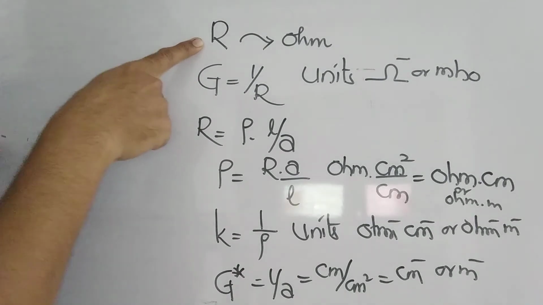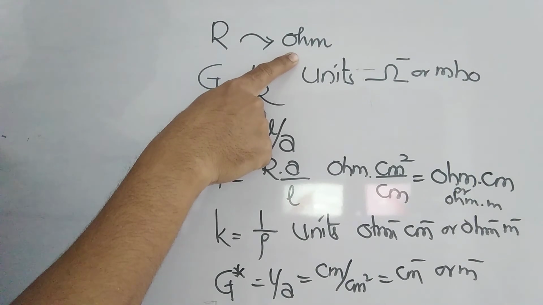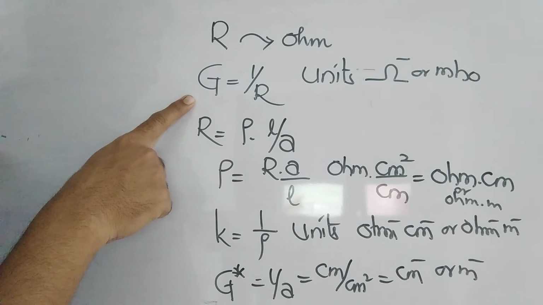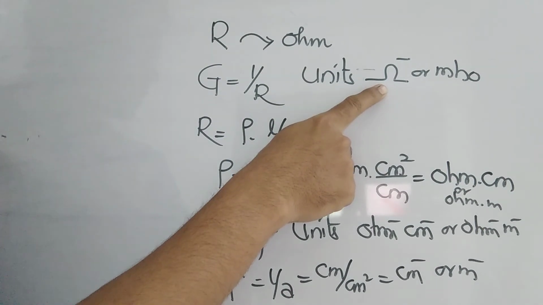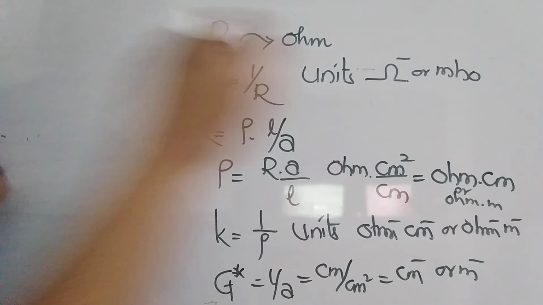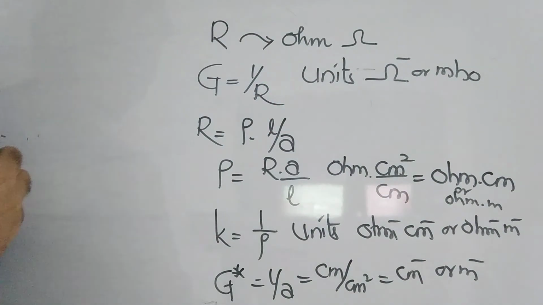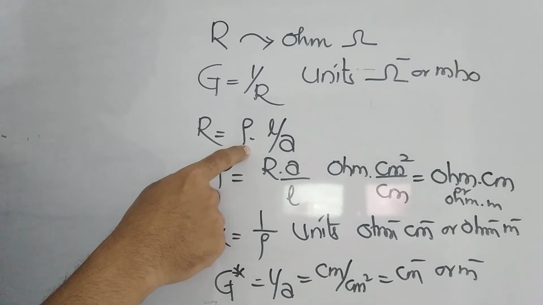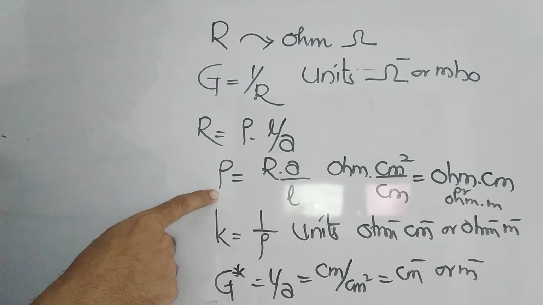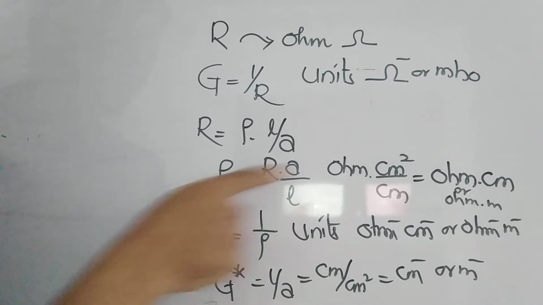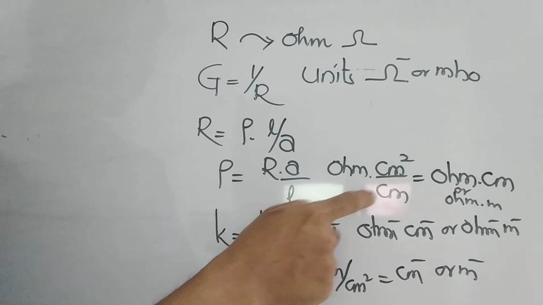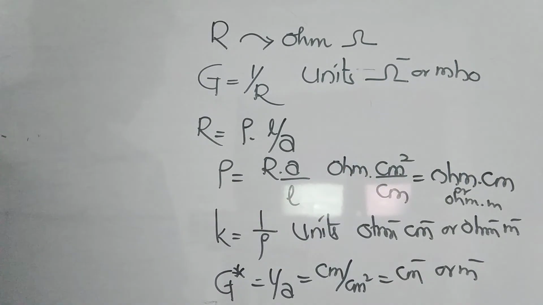R is resistance. Resistance units are ohm. G is 1 by R, the reciprocal of the resistance, so its units are ohm inverse or mho for G, that is conductance. Resistance is equal to resistivity into L by A, or resistivity is equal to R into A by L. R units are ohm. A units are centimeter square. L units are centimeter. So rho units will be ohm into centimeter, or ohm meter.